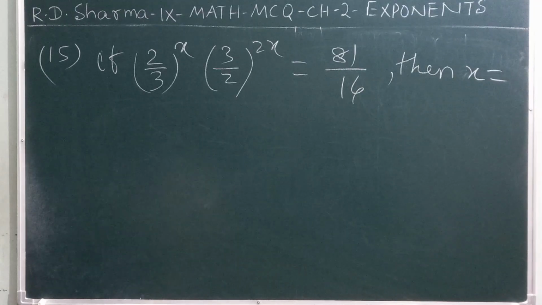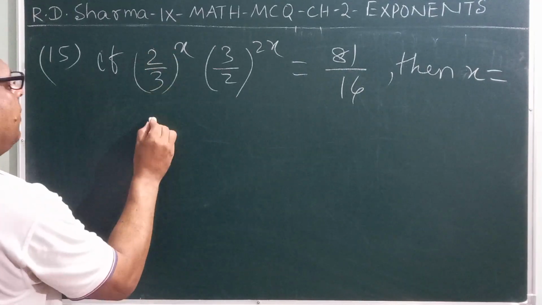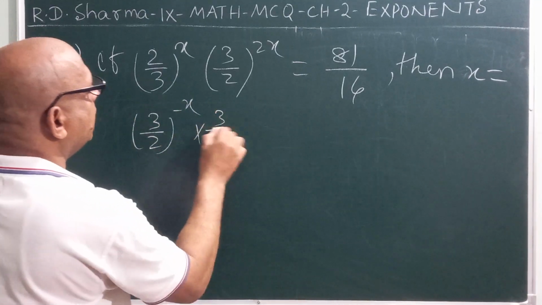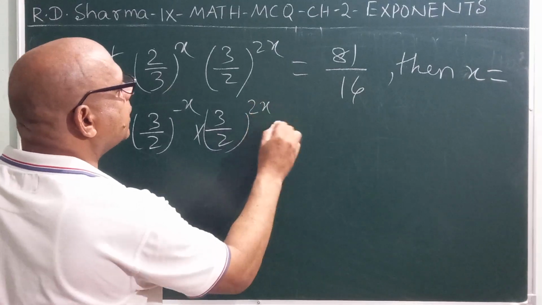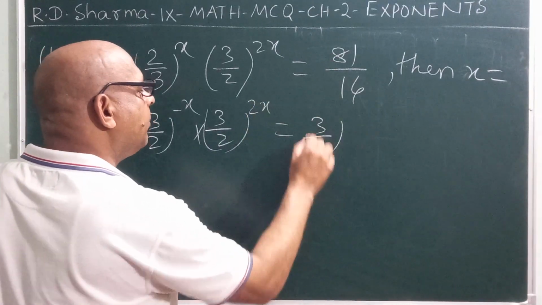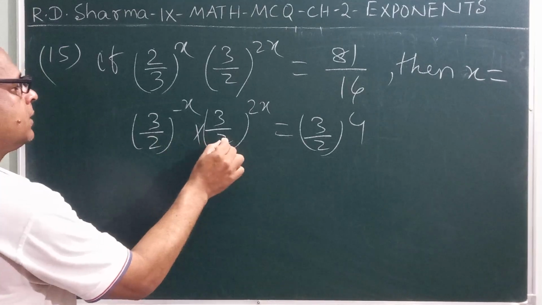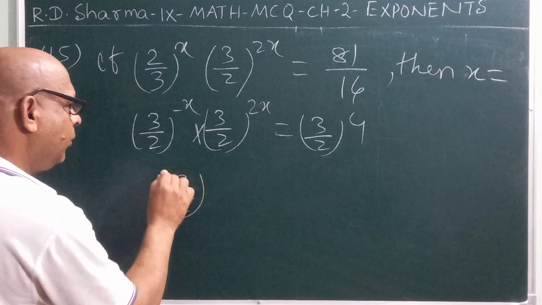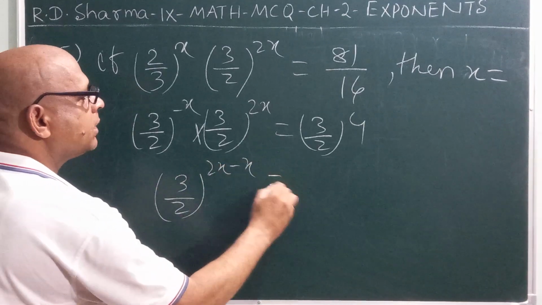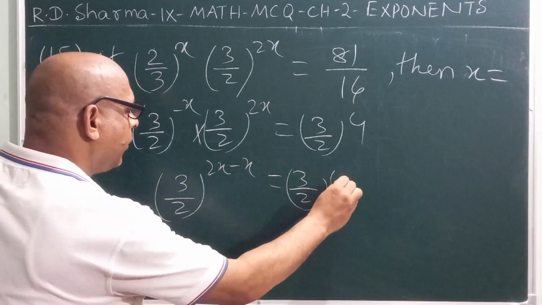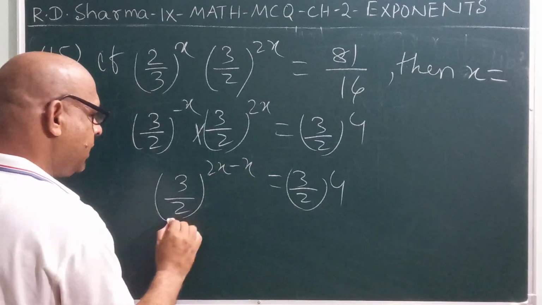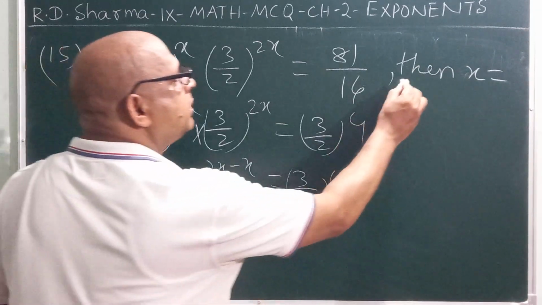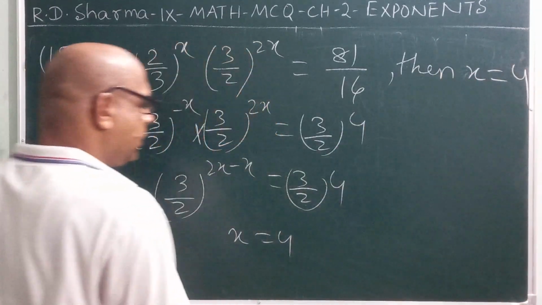Number 15, inverse. Minus x into 3/2 the power 2x equals 3/2 the power 4. Base same, multiplication power add. 3/2 the power 2x minus x equals 3/2 the power 4. Base is same, so 2x minus x equals 4. The question is then x equals 4. 4 is the right answer.